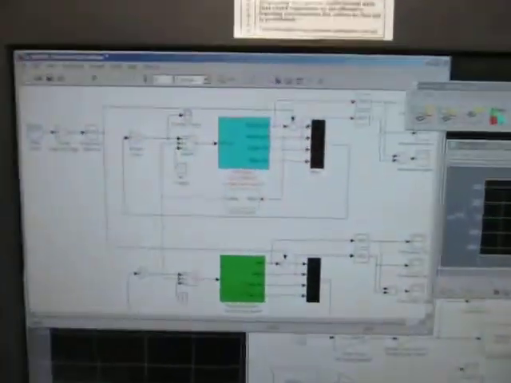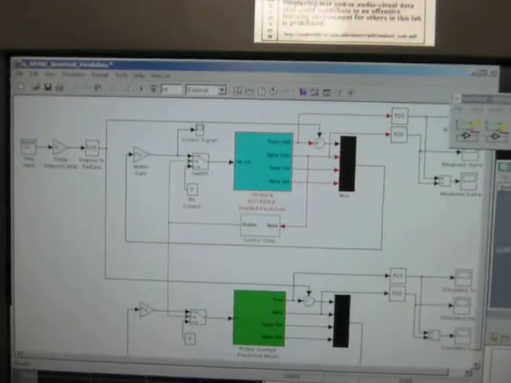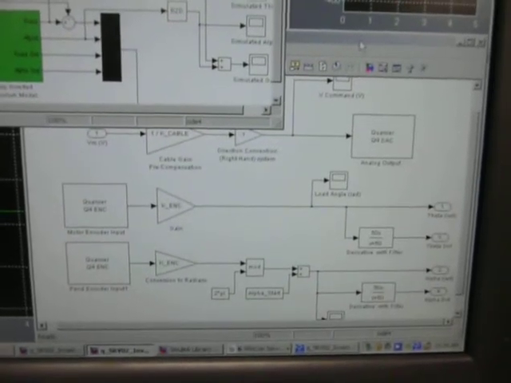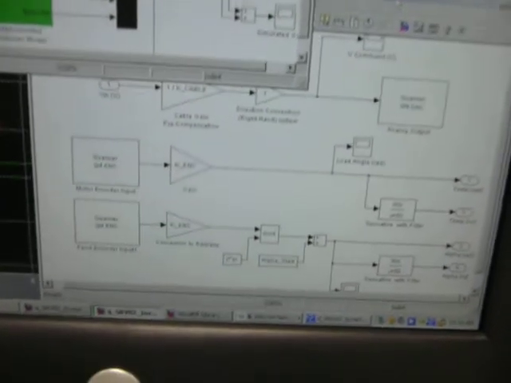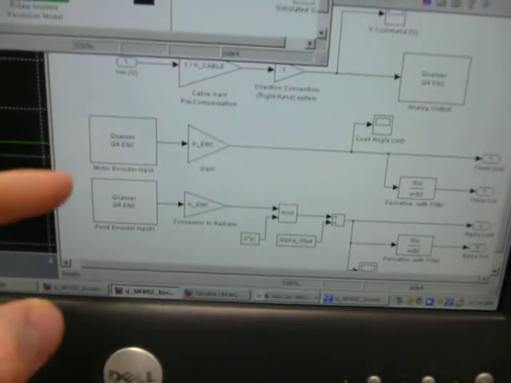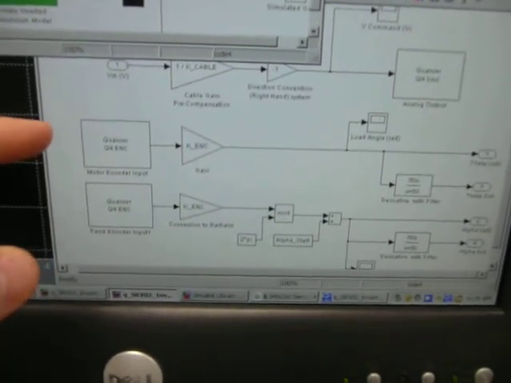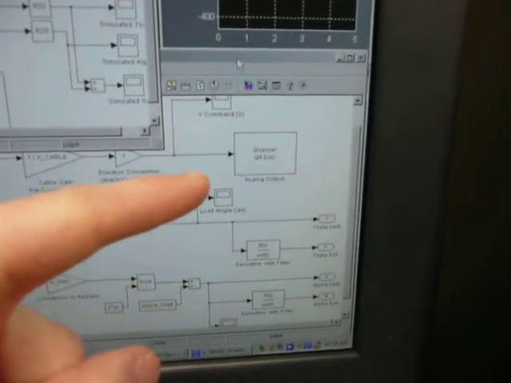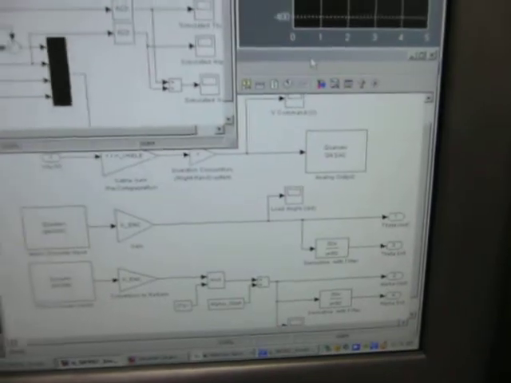Here's the block diagrams for it. This is the main block diagram, and that blue box is what actually interfaces with the motor. And that's this block right here. You can see the encoders right here. This is the encoder for the servo 2, and this is the encoder for the inverted pendulum itself. And then over here is the motor output for the servo 2 to control it.